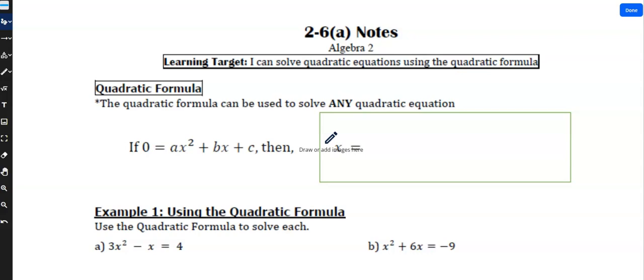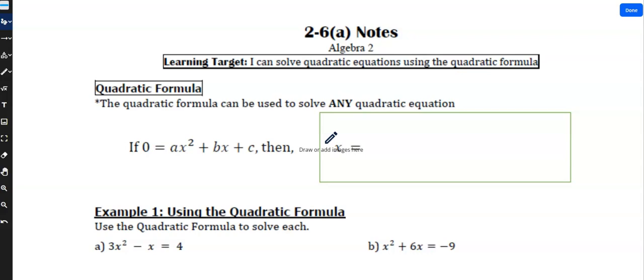Okay, so there's another way to handle solving quadratics besides completing the square and besides factoring. Now, to be quite honest, this is a shortcut which was developed from completing the square.